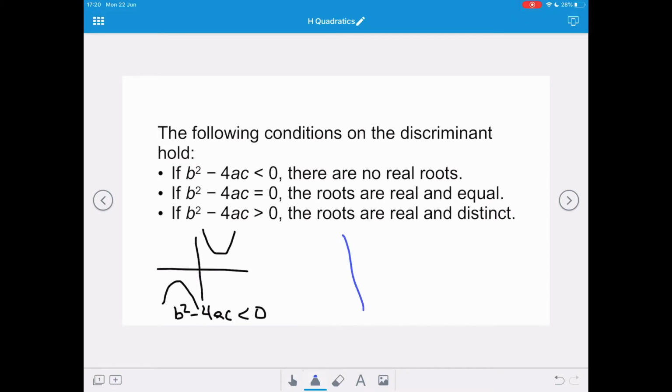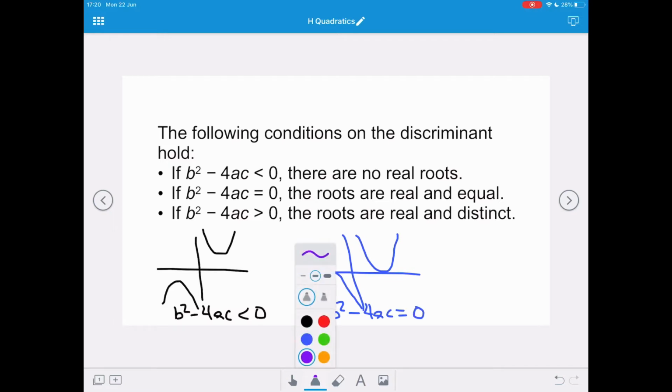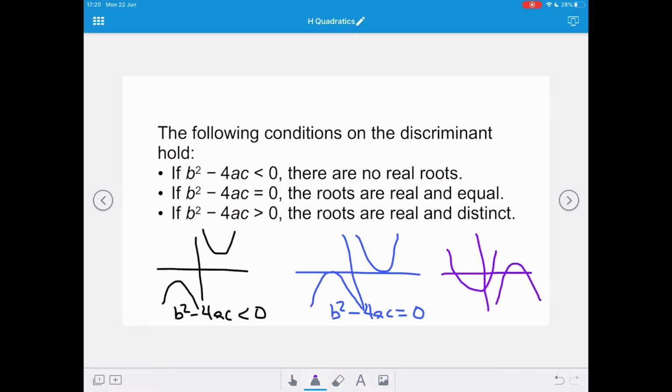If b squared minus 4ac equals 0, then the roots are real and equal, and you can see that they touch the x-axis at a single point, so the x-axis is a tangent to those curves when b squared minus 4ac equals 0. And if b squared minus 4ac is greater than 0, then the roots are real and distinct, because it means our curves are crossing the x-axis at two distinct points. And that's when b squared minus 4ac is greater than 0.